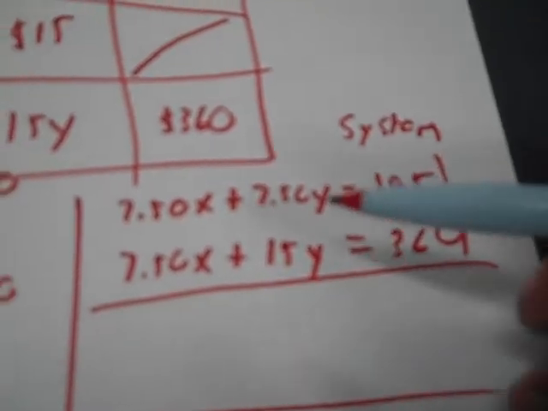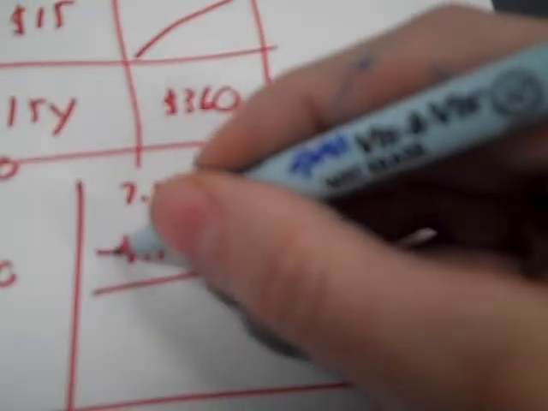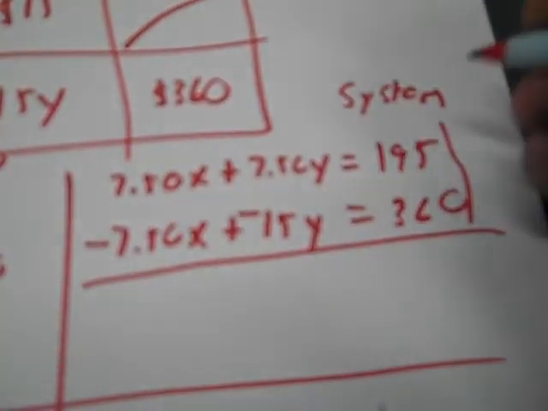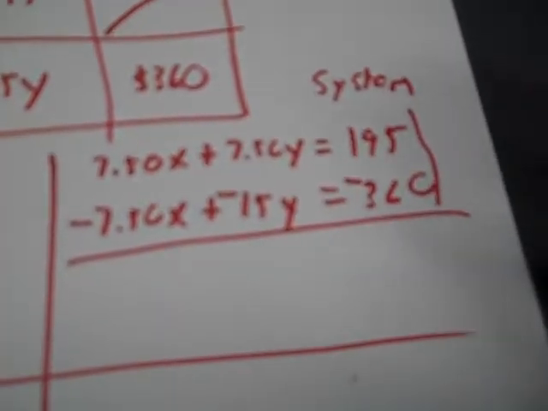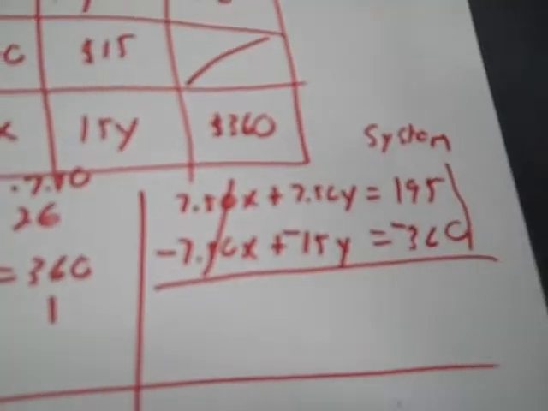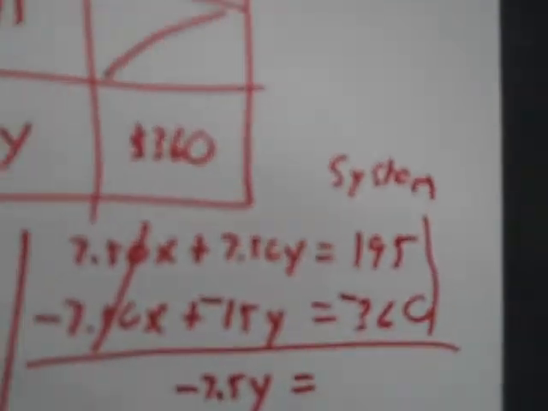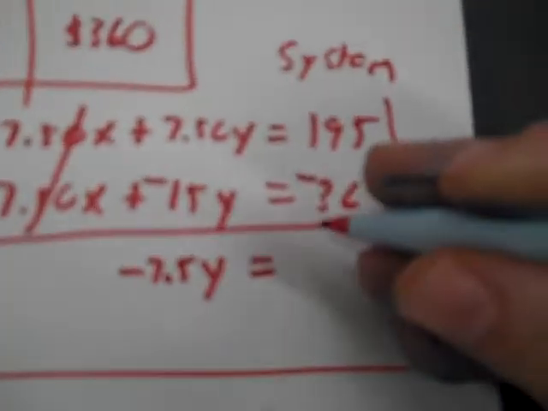Okay, now try adding them, but these are both positive. There's no way they add to 0 if they're both positive. So just go negative. 15 is negative. 360 is negative. So adding these will now add them to 0. And I take 7.50 plus negative 15. It ain't just 15. So it's negative 7.5y. And then 195 plus negative 360 is negative 165.